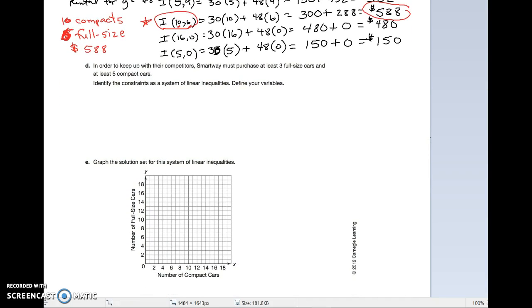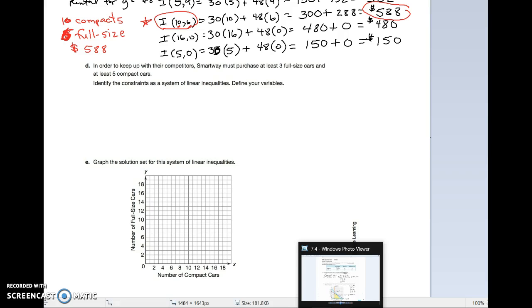Question D says, in order to keep up with their competitors, Smartway must purchase at least 3 full-size cars and at least 5 compact cars. They have to purchase at least 3 full-size cars and at least 5 compact cars. Well, now, let's look at our Desmos and see what it says.